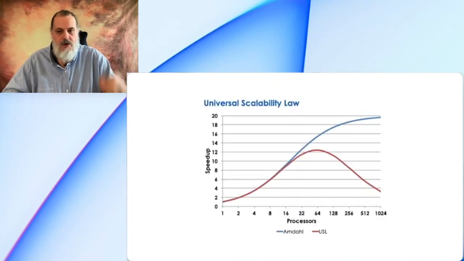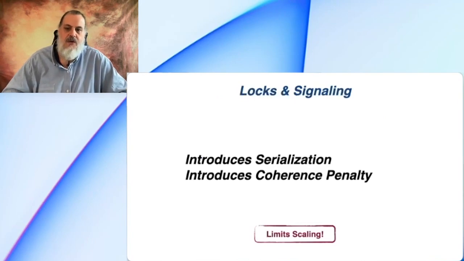When you add in a coherence penalty, it turns out that Amdahl was an optimist, that it actually starts to decrease the speed up that you get because the coherence penalty starts to add up and add up. And so that becomes a dominant factor, in fact. So it's not simply that you have to reduce the amount of serialization, but you also have to realize that there's a coherence. Locks and signaling have a lot of coherence. And so this limits scaling.